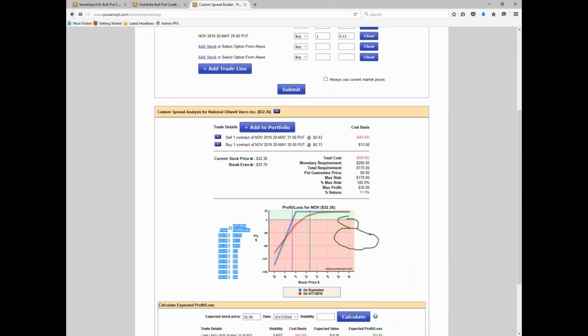Now let's go back here very quickly. I'm going to look at this 2-point spread here again. Taking in a 30-cent net credit by selling the May 31, next week's May 31 put, and buying the May 29. Get a 30-cent net credit for a $1.70 risk.